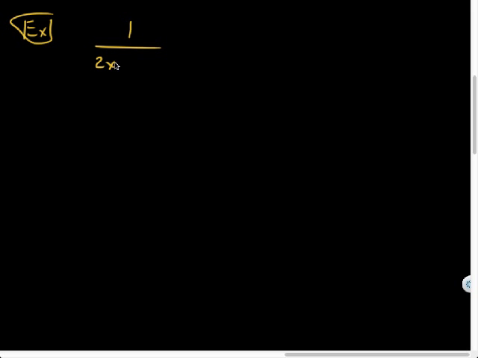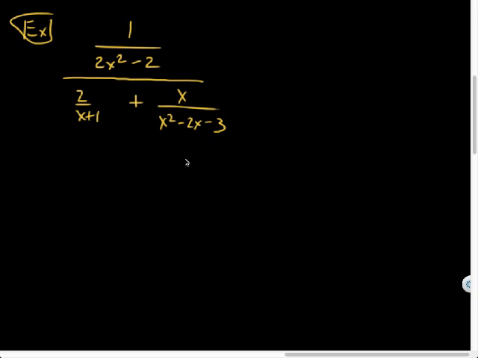1 over 2x squared minus 2, all over. So far this is looking like it could have been a stack-o-frac, but it ain't. All over 2 over x plus 1 plus x over x squared minus 2x minus 3. This is the last example. You got it, dude. So exactly. So I'm going to have to find the LCD of all of these denominators.